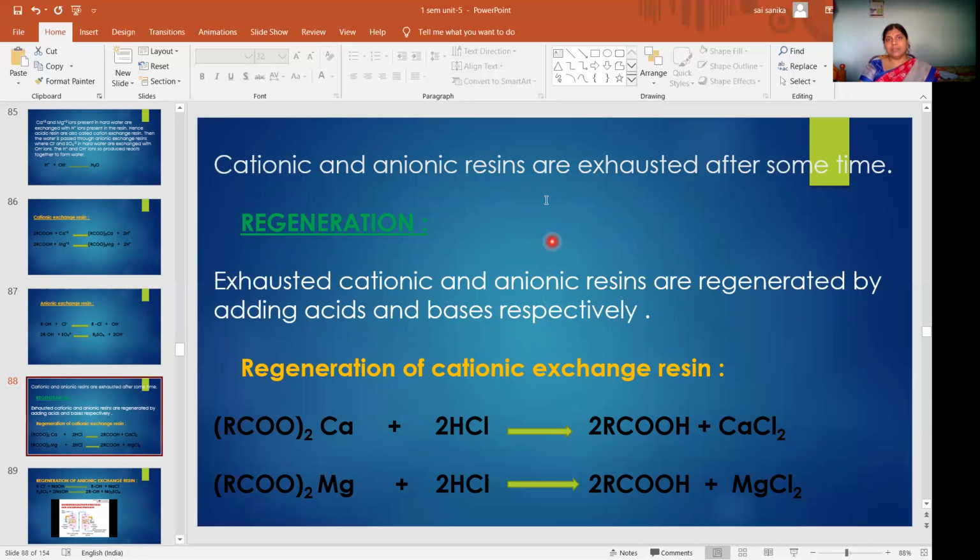By passing dilute HCl, we can regenerate the acidic resin. By passing dilute NaOH, we can regenerate the basic resin. So these are the equations. (RCOO)2Ca plus 2HCl gives rise to 2RCOOH plus CaCl2, and (RCOO)2Mg plus 2HCl gives rise to 2RCOOH plus MgCl2.